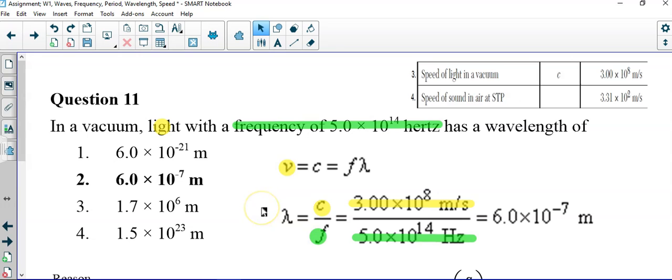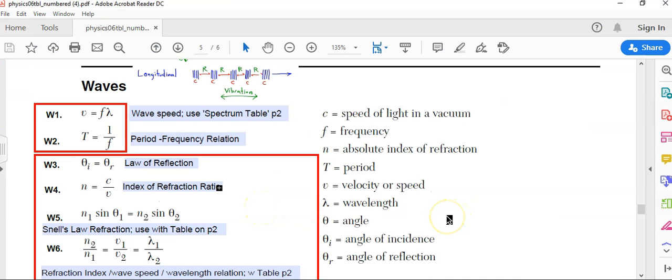This is very similar to the problem we did before. That concludes these selected problems for waves.